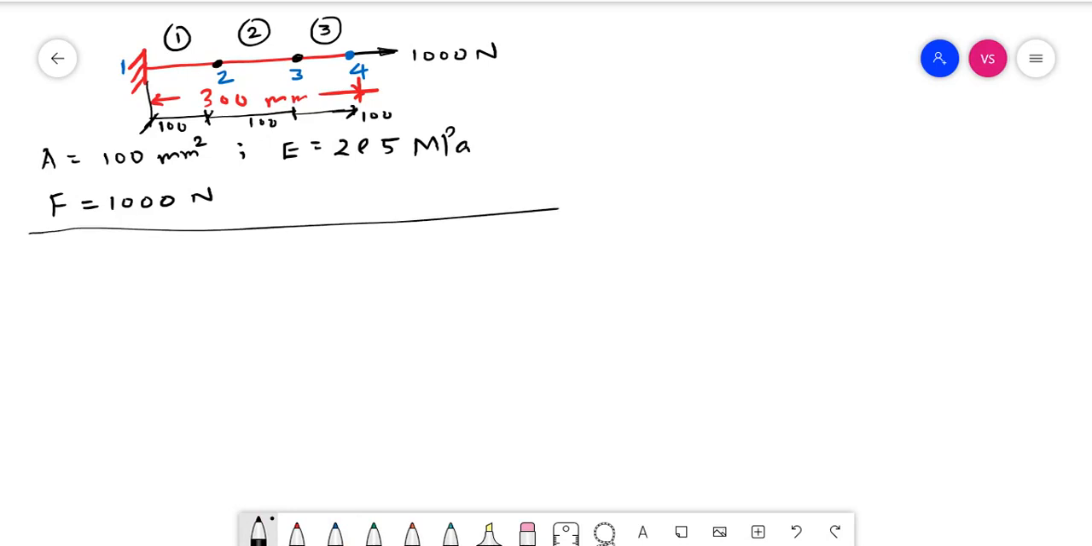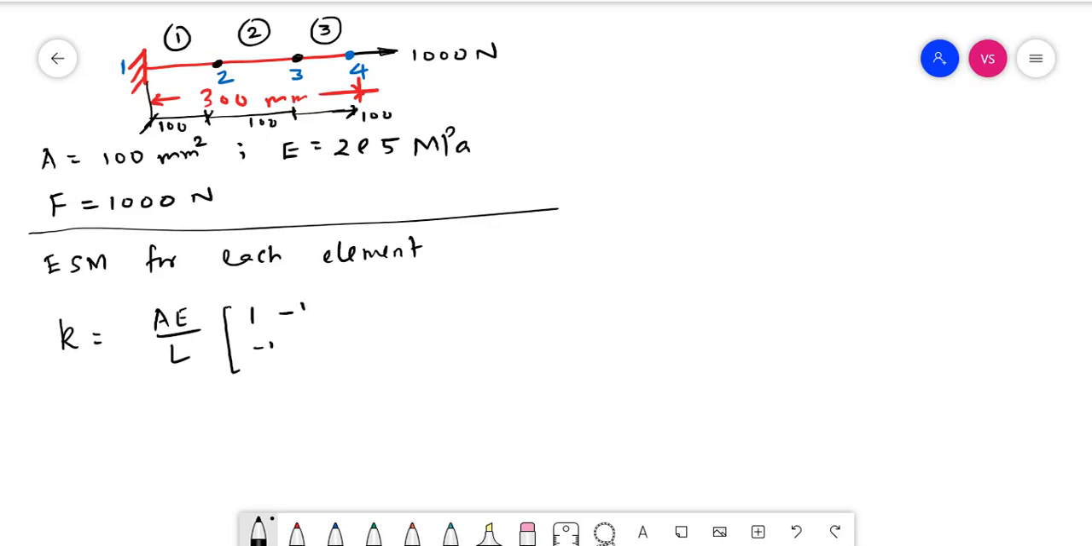The first step is write element stiffness matrix for each element. We have three elements here, and for each of them we have to write the element stiffness matrix. If you remember, the element stiffness matrix for a bar element is AE over L, 1 minus 1 minus 1 1. This is a general stiffness matrix for any bar element.